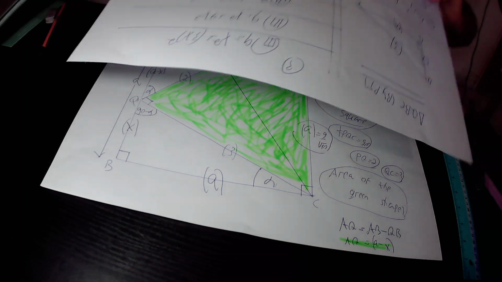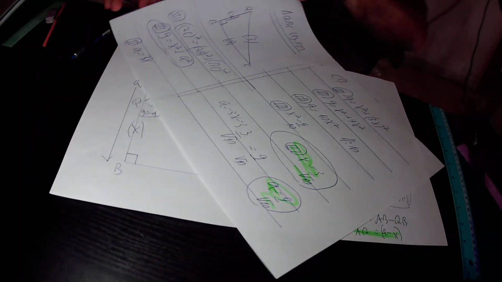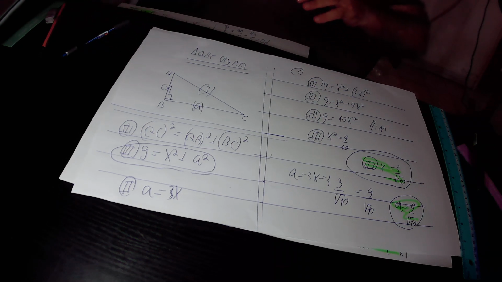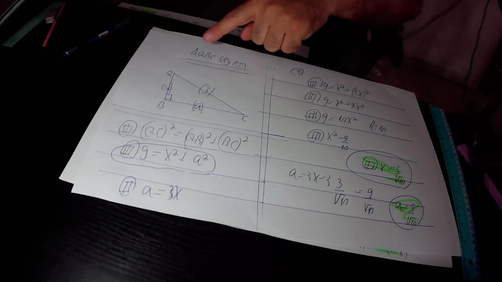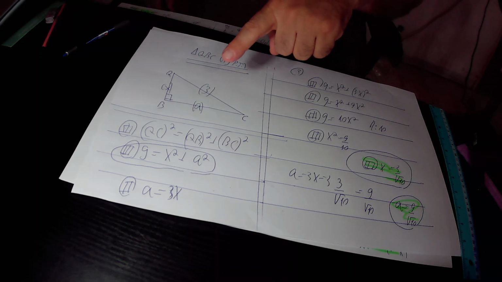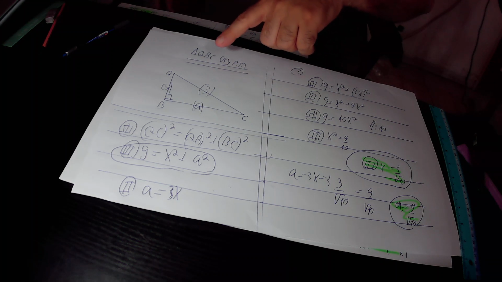So here, this is the right triangle QBC that I copied from the original domain. According to the Pythagoras theorem, in this right triangle QBC, QC squared equals QB squared plus BC squared. QC is 3, therefore QC squared is 3 squared, this is 9.